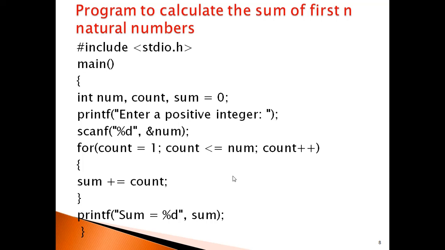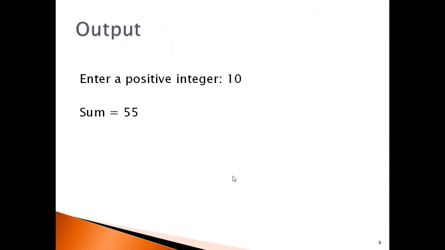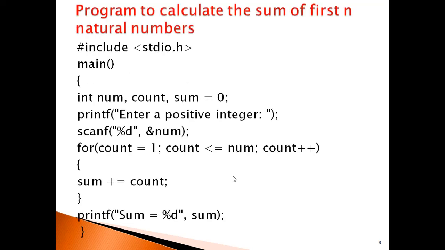After exiting from the loop, it executes the following instruction after the for loop, which is printf of sum. The resultant summation value is printed on the screen. This is the program to find the sum of first n natural numbers using the for loop. This is the expected output: Enter a positive integer. If the user enters 10, the sum value is 55. Now we will execute this program.